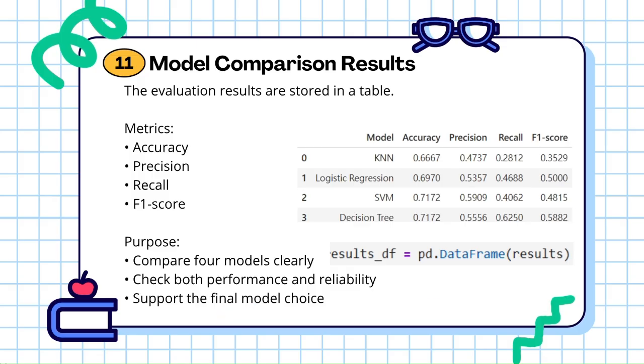This means the decision tree performs well and finds more truly high-risk students compared with the other models. The decision tree also has the highest F1 score, 0.5882. Also, based on both performance and practical use, the decision tree is a strong choice. This result supports the final model choice in the next slide.